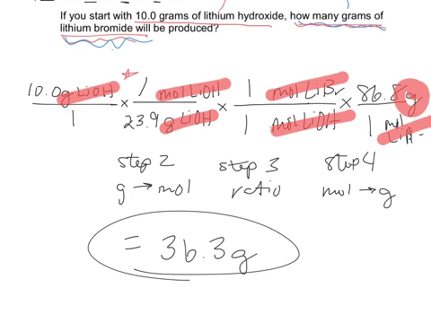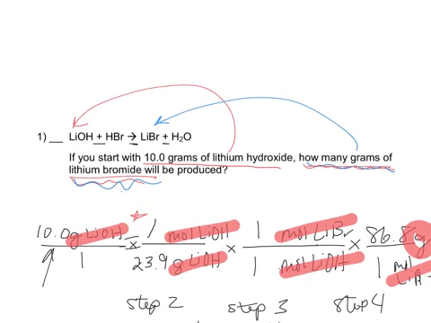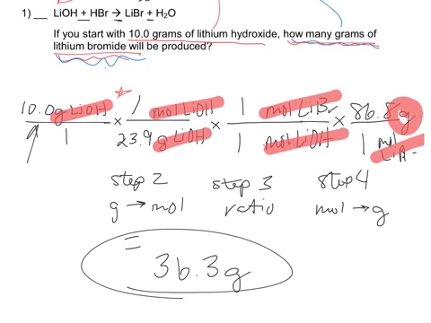So if I were to take 10 grams of lithium hydroxide and put it through this reaction, I would make precisely 36.3 grams of lithium bromide. And that is stoichiometry. That is where you're trying to go from grams of what you're given and figure out how much product you're going to make. Okay? So let's try one more problem together.